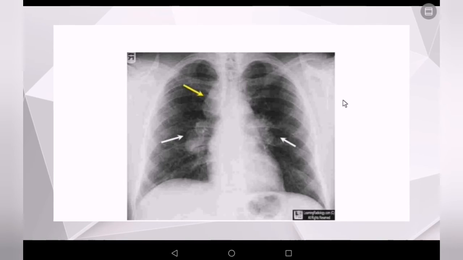So this is a chest X-ray of a patient with pulmonary sarcoidosis, and you can clearly appreciate the bilateral hilar lymphadenopathy. These arrows indicate the hilar lymph nodes which are enlarged in sarcoidosis, and this is commonly the most important symptom a patient presents with.